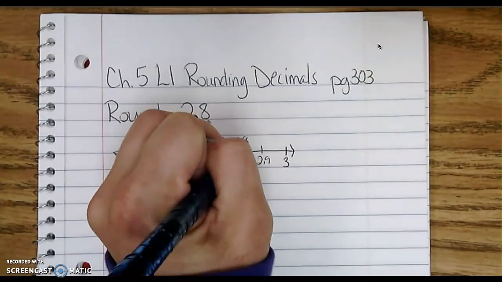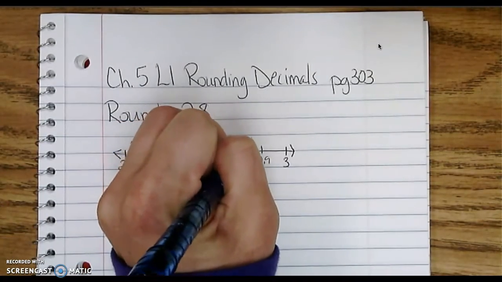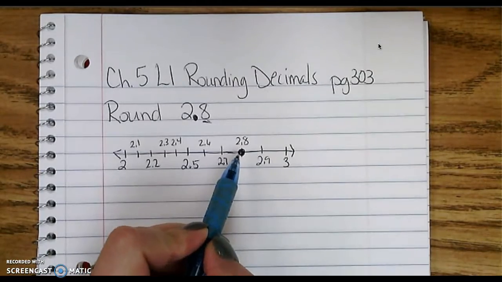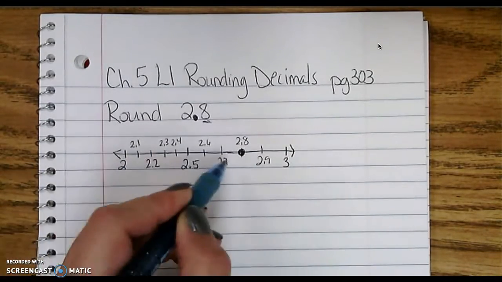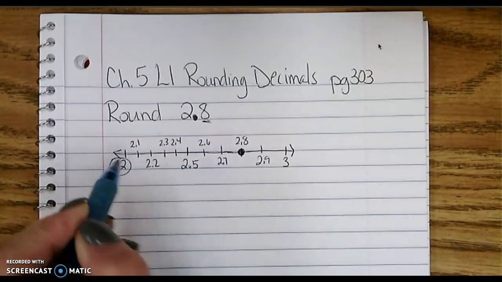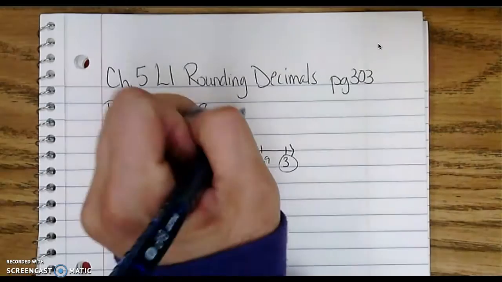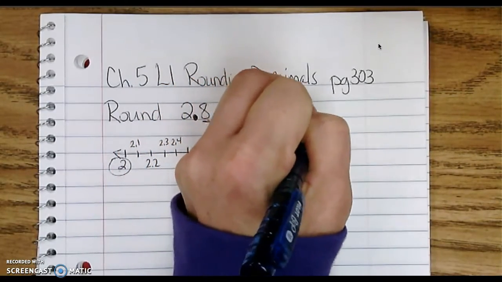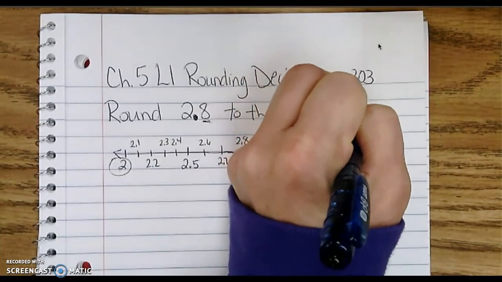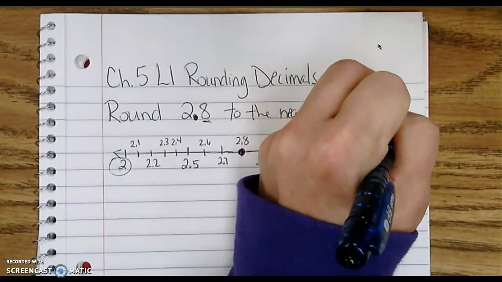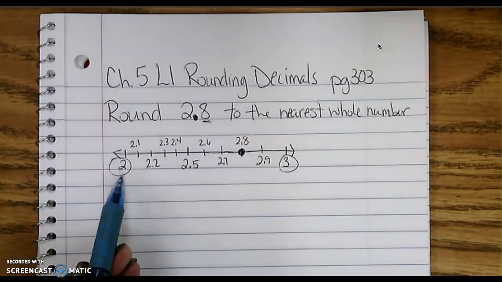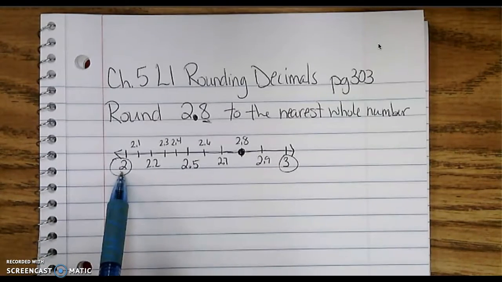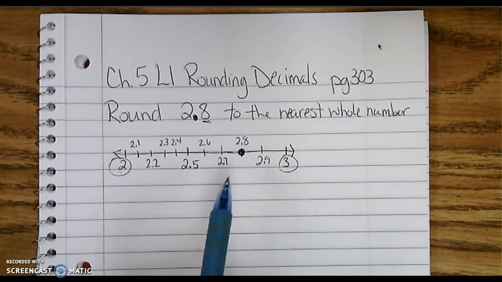So if I put a point here on 2.8, and then I'm looking at, if I'm rounding it to the whole number, is it closer to the whole number of 2 or the whole number of 3? I guess to make clear on these directions, it should be to the nearest whole number. And the whole number is the number that does not have a decimal part to it. So is it closer to the whole number of 2 or the whole number of 3?